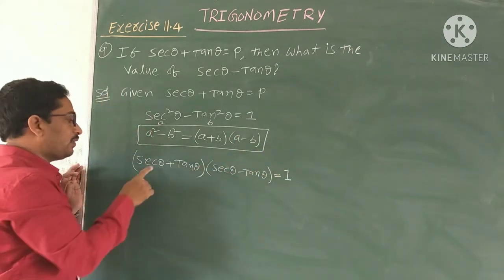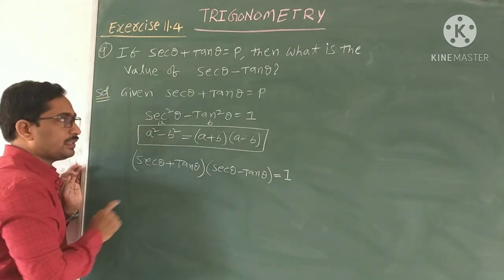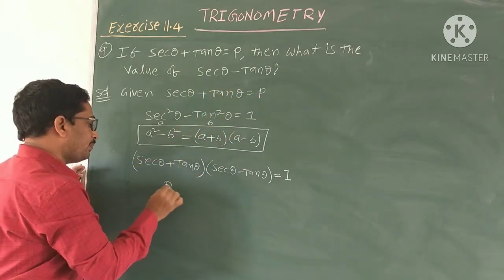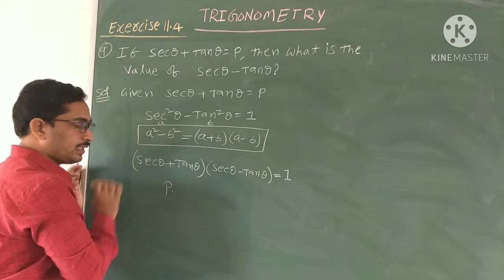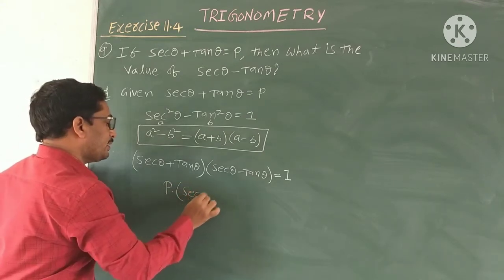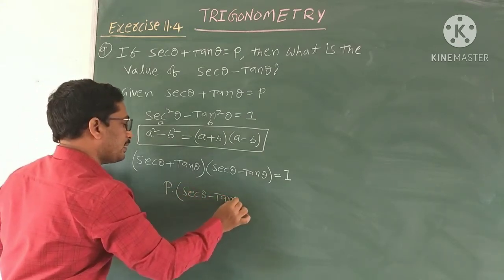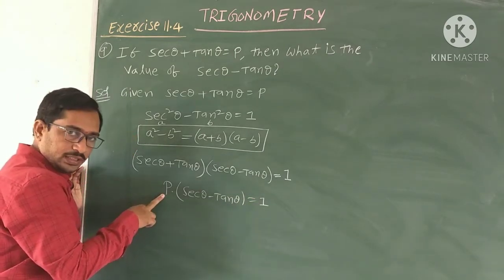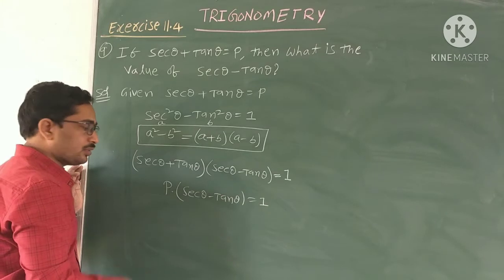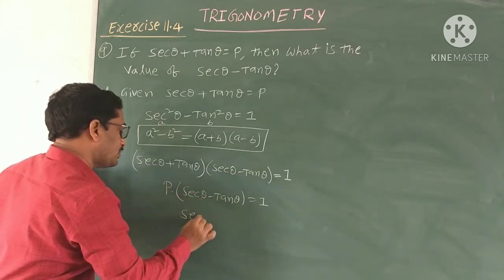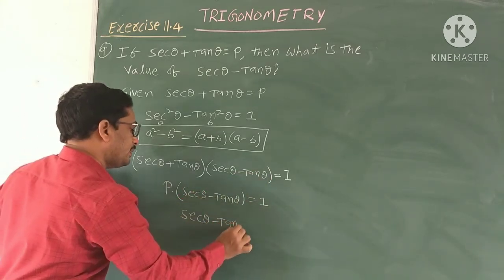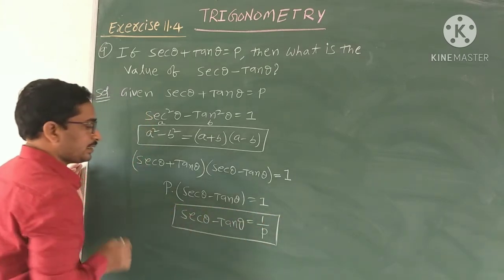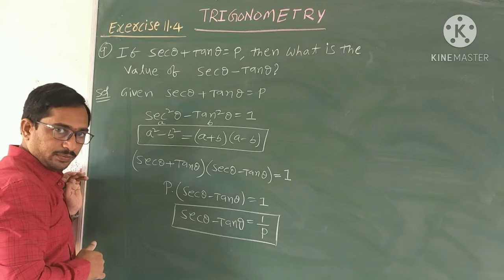But what is the value of sec theta plus tan theta? It is given that sec theta plus tan theta value is P. So write P in place of sec theta plus tan theta: P into sec theta minus tan theta equals 1. So P is in multiplication, on the right side it becomes division. So transpose P to the right side: sec theta minus tan theta equals 1 by P.